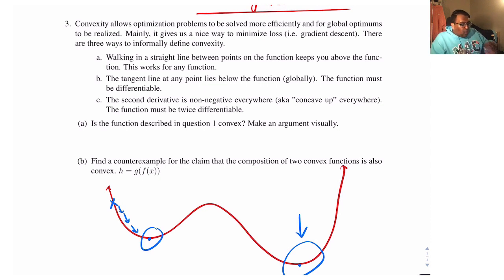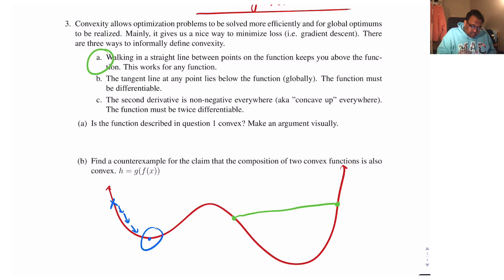is that walking in a straight line between points on the function keeps you above the function. Okay, so one way to visualize this is that if I pick 2 points on a function and I connect the dots, that line should be on or above the function. And this line is also called a secant line. If I draw the secant line over here, clearly it's on or above the function. But that's not true of all secant lines I draw on this function, right? If I, for instance, pick this secant line, then this line is not on or above the function, it's below the function. So this function is not convex everywhere. It's convex in some places, but it's not globally convex, and that's what we mean when we're talking about convex functions. So we would say this function is not convex.